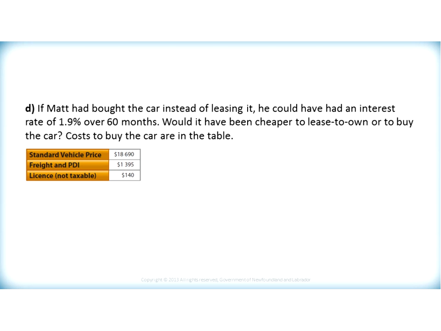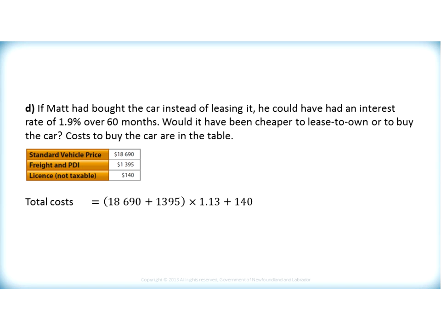So if Matt bought the car instead of leasing it initially, he could have had an interest rate of 1.9% over 60 months, or 5 years. Would it have been cheaper to lease to own or to buy the car? Costs to buy the car are in the table. So these are the numbers he'd have to pay in order to buy the car outright in the beginning.